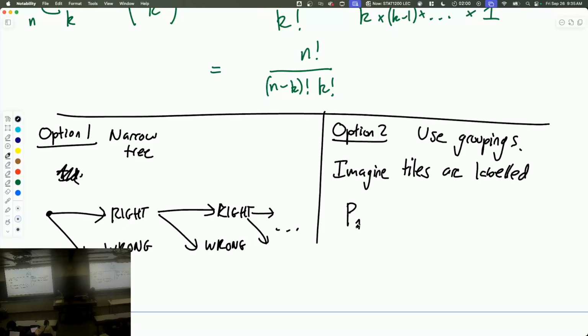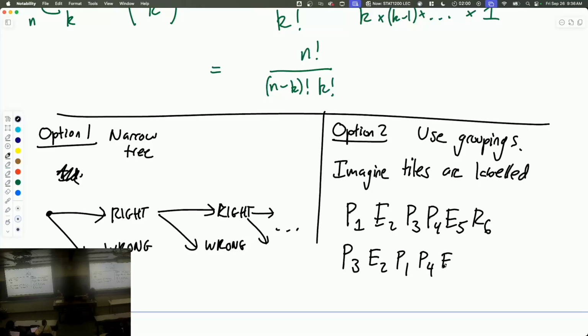So pepper really is P1, E2, P3, P4, E5, R6. So if the tiles are numbered 1 to 6, it's just that tiles 1, 3, and 4 say P, and so on. Then how many ways can you shuffle these around so it still says pepper? Well, let's do another one. For example, P3, E2, P1, P4, E5, R6. I've swapped these 2 P's, but it still says pepper. So if you think of the tiles as ordered, and the order matters, then there are 6 factorial ordered ways.